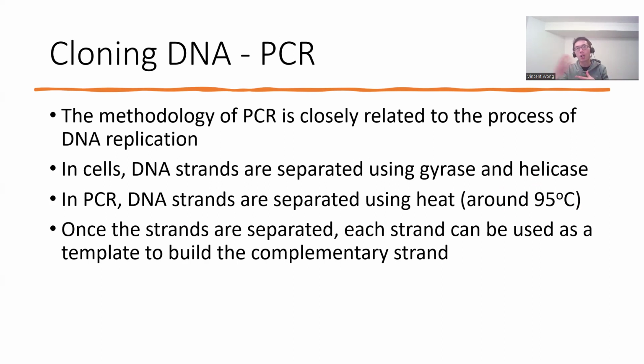If your DNA sequence has a lot of A's and T's, then maybe you don't need to heat it up to as high of a temperature, because A's and T's have only 2 hydrogen bonds, right? But if your sequence has a lot of G's and C's, then you might need to crank it up a little bit higher. But let's say around 95 degrees. That's enough to break the hydrogen bond, causing the two strands to separate from each other. Once the strands are separated, each strand can be used as a template to build a complementary strand. So you use a template to create more, essentially.